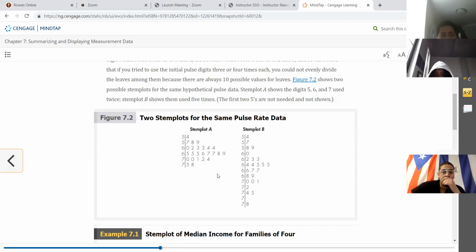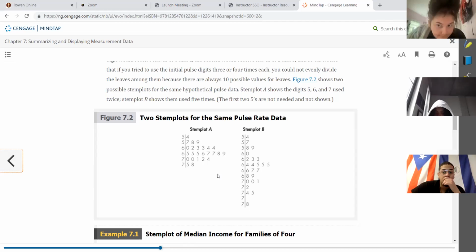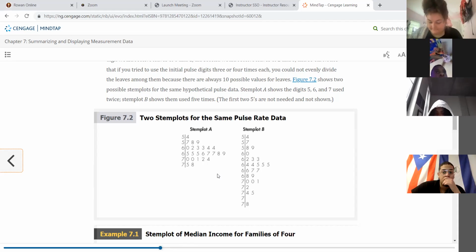However, can somebody tell me which of these 2 stem plots is more spread out? Is it stem plot A or stem plot B? B, of course. And a measure of how spread out a data set is called the standard deviation. So you would expect the standard deviation of stem plot B to be bigger than the standard deviation of stem plot A, even if their means and medians were close to each other.